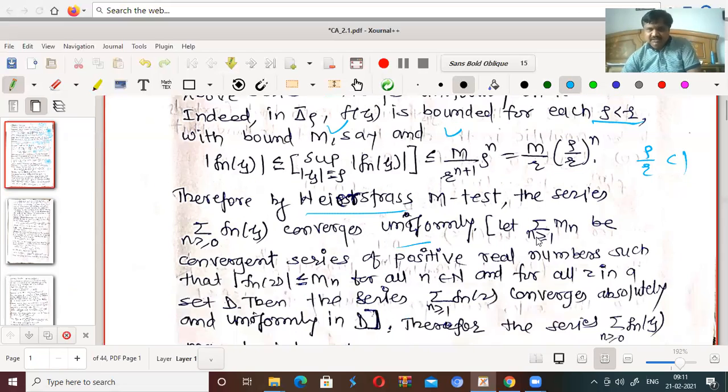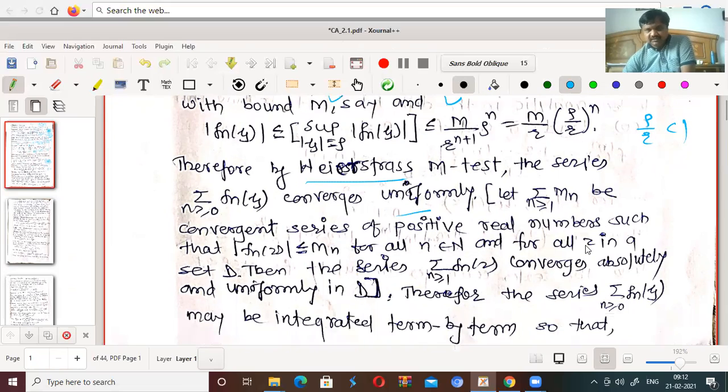What is the Weierstrass test? If the summation over n greater than or equal to n of Mn is a convergent series of positive real numbers such that the modulus of fn(z) is less than or equal to Mn for all n belonging to N and for all z in a set D, then this series converges absolutely and uniformly in D. Therefore, by using this result, the series converges uniformly. Therefore, the series summation n greater than or equal to 0 of fn(z) may be integrated term by term.